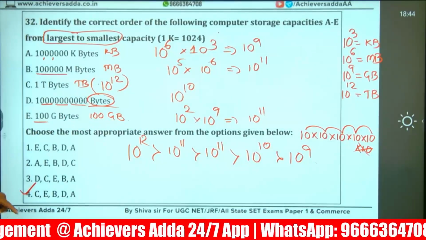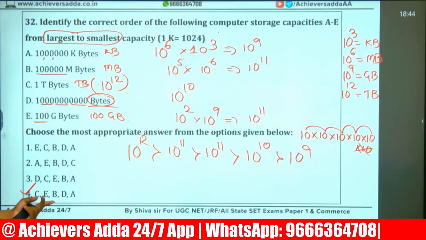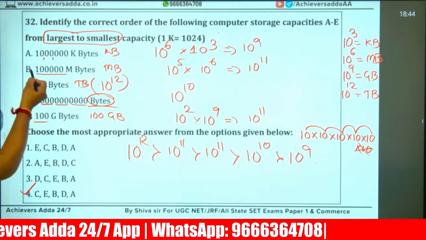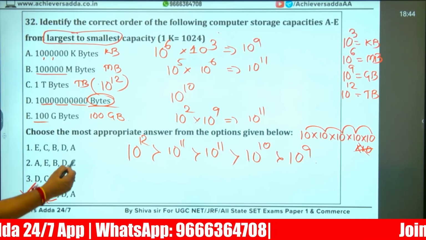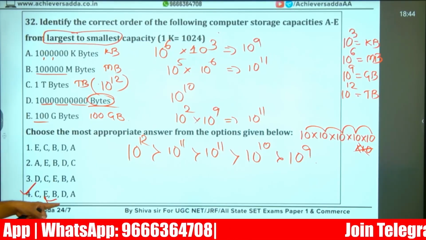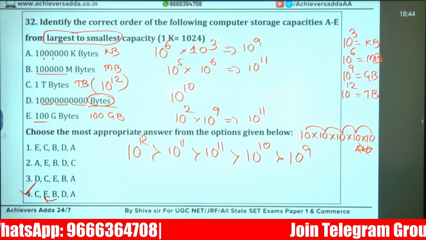So first is C, that is only one option. Second is either B or E, anyone. B or E, both are the same only. And D is 10 power 10. A is 10 power 9.